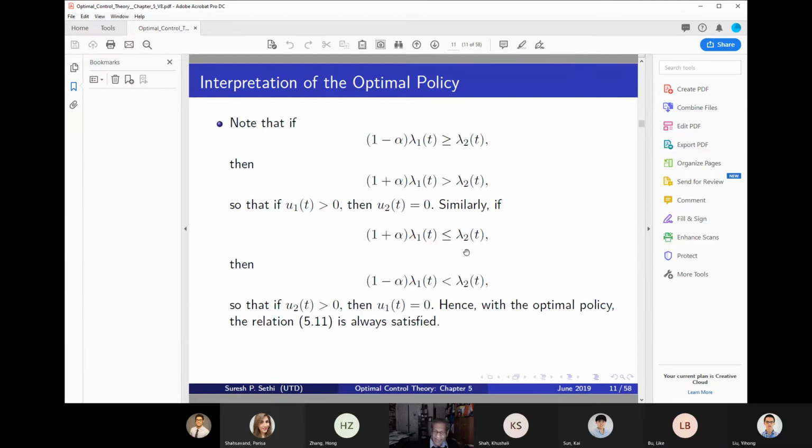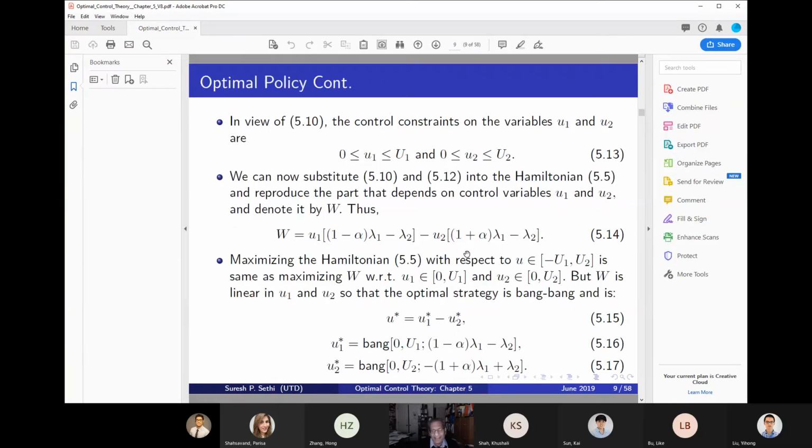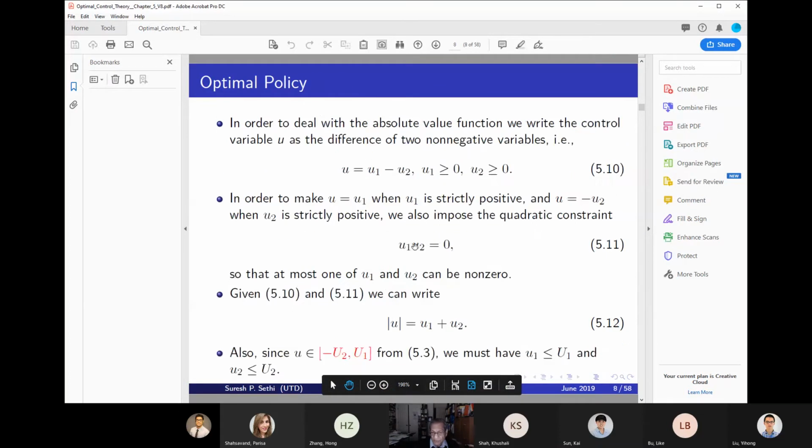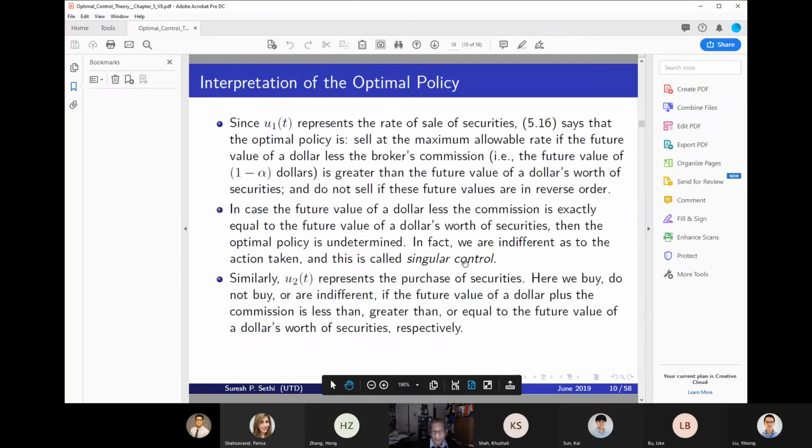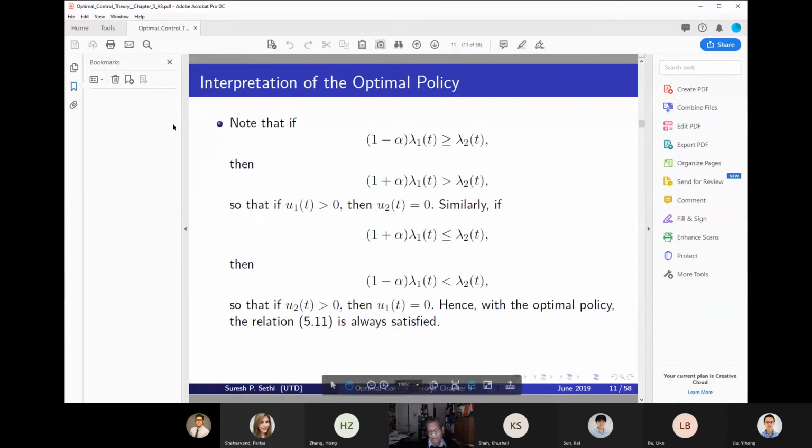And this is just saying it is common sense that you would not sell and buy at the same time, but mathematically you can show that when I follow this policy, then this condition will be automatically satisfied. So when I sell under this policy, you can see that if U1(t) is bigger than 0, then U2(t) has to be equal to 0. So if this one is this, which means I have to sell, then I will not buy. That condition says don't buy. So U2(t) equals 0.